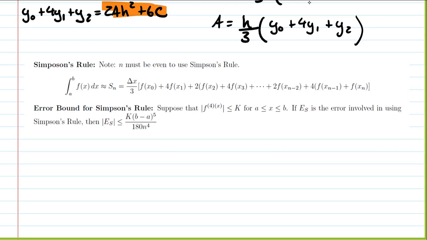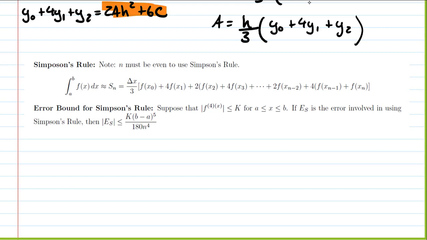Because of the way we're doing this, n must be even to use Simpson's rule, or your parabolas won't line up. Your last one wouldn't have enough points. So we can only use Simpson's rule with an even n. Just the way it works.